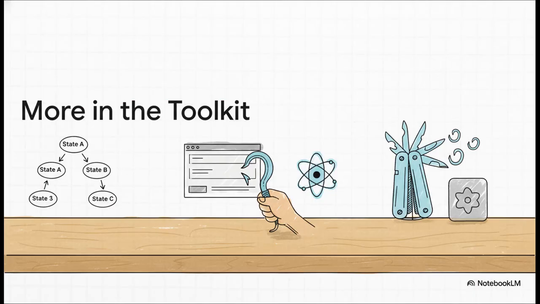And the toolkit just keeps going. Seniors know exactly when useReducer is the right call for some gnarly, complex state logic, or when to use useRef to get direct access to a DOM element.